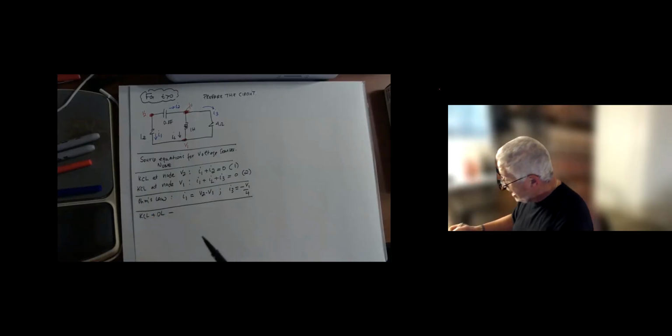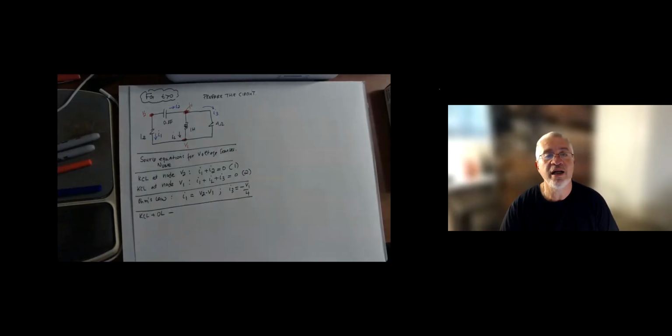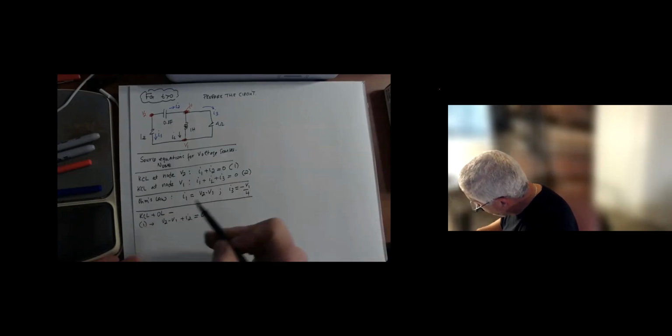Okay. So the next step, I'm going to bring in these Ohm's law equations. So I'm going to do KCL plus Ohm's law. That's essentially bringing the Ohm's law into the two KCL equations. You've seen me do that process, and I want to really get you comfortable doing that. So KCL and Ohm's law: equation 1 becomes, right there, I1 is V2 minus V1, plus I2 equals 0. So that's equation 1 once I put in the Ohm's law. Equation 2 becomes I1, V2 minus V1, plus IL plus I3, minus V1 over 4, equals 0.